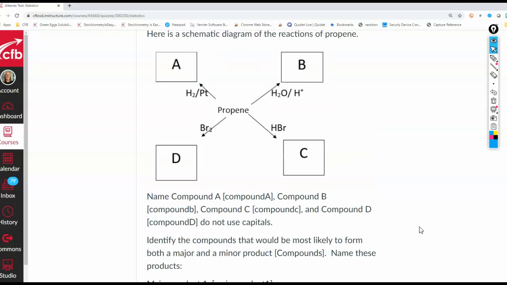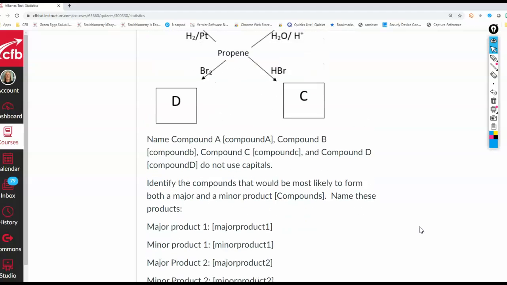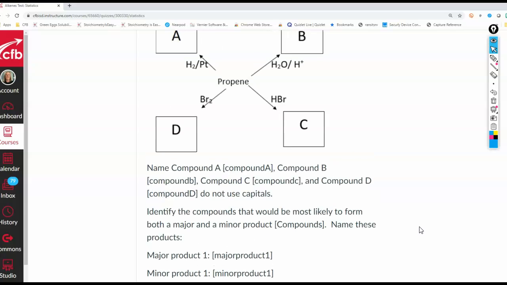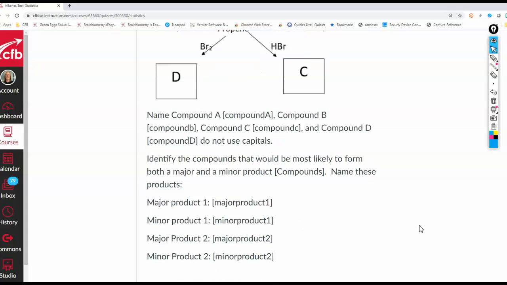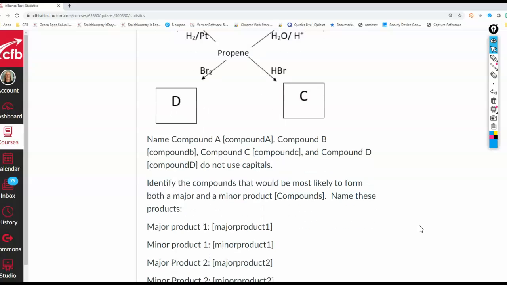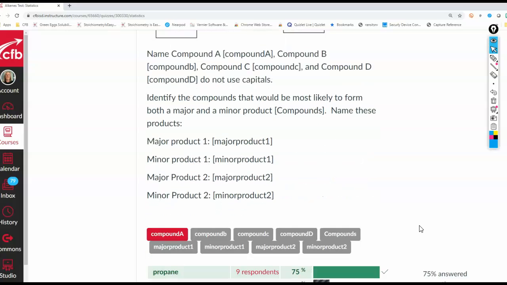Okay, so identify the compounds that would be most likely to form both a major and minor product. That would have been both B and C. B and C would have had major product 2-propanol, and the minor product would have been 1-propanol or propanol. For compound C, it would have been 2-bromopropane, or just 1-bromopropane for the minor product.